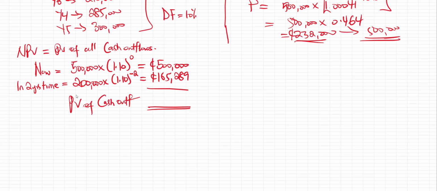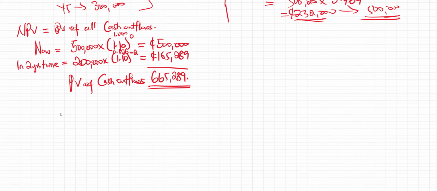If you like, you can find the discount factor. Here will be 1, here will be 0.826. Then you multiply. It's the same. Makes sense? So we have 500,000 plus 165,289, and that gives us 665,289. So that's the present value of the cash outflows.